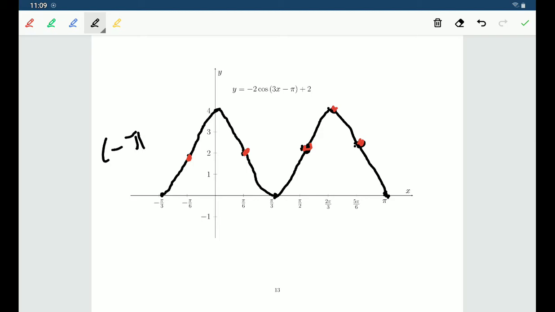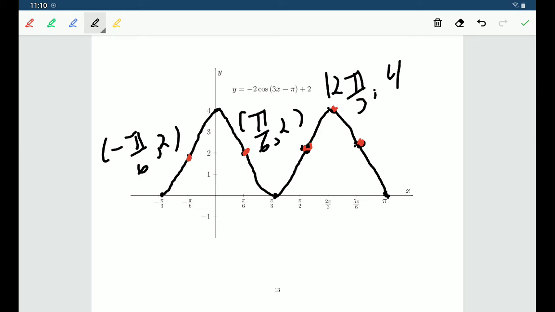Negative pi over 6 and 2, I can label that one. This one, I might be able to fit it in, pi over 6 and 2. This one I can fit in, 2 pi over 3 and 4, and this one 5 pi over 6 and 2. And this one I don't think I have enough room to fit it in. Maybe I do. I'll put it down below. Ooh, maybe I'm getting it done. Yay. That's a fun surprise.